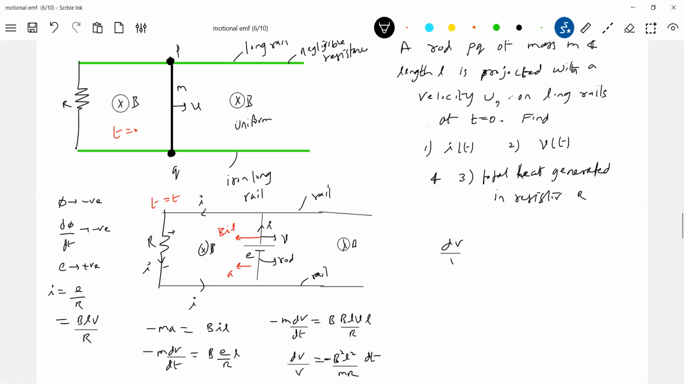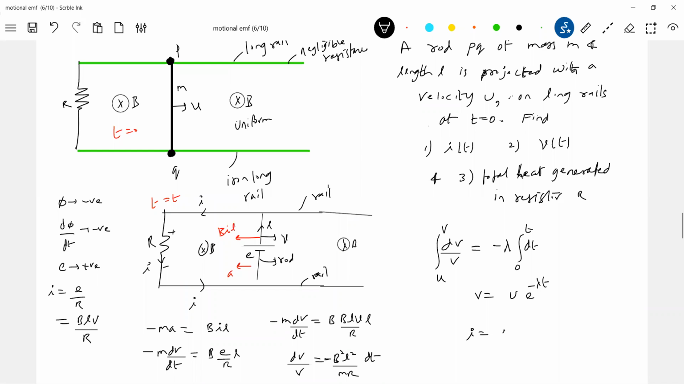Now let me go for the integration. All this, B, L, M, R, is constant. What is the initial velocity given? U. At any instant of time, let V be the velocity. So V equals U e to the power of minus lambda t. So this is the speed of the rod at any time t. When will the rod come to rest? After a long time. The question is asking for the expression for the speed, then current I.